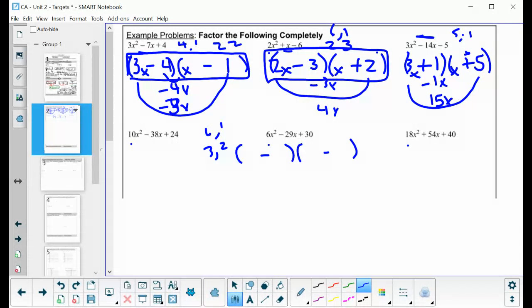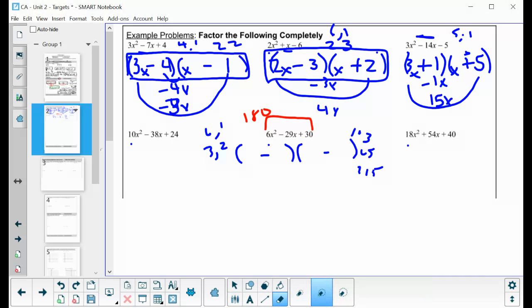We also have 10 and 3, 6 and 5, 2 and 15. We have a lot of options here. So we need to get 29 in the middle. So I'm going to do some work I haven't done before, but I'm going to try something called splitting the middle. That's where we break it up a little differently with grouping. I need a multiple of 180 if I multiply my first times my last.